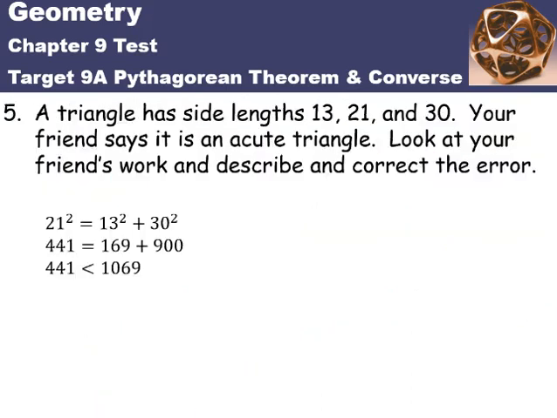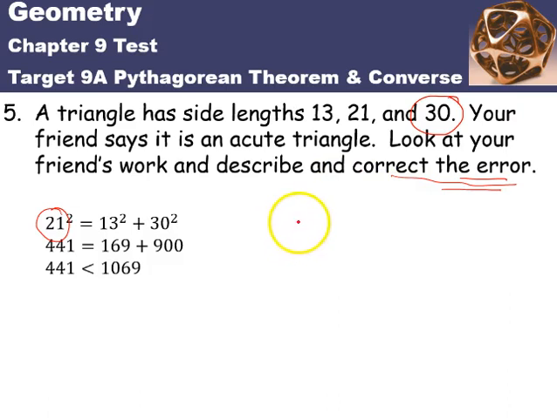And number 5, a triangle has side lengths 13, 21, and 30. Your friend says it's acute. Look at your friend's work and describe and correct the error. Okay? So what's the problem here? So it says there's an error, so there's an error, right? 13, 21, and 30 are right, but the problem is 30 is the longest side. So remember that longest side has to be there, and it's not, so that's our problem.